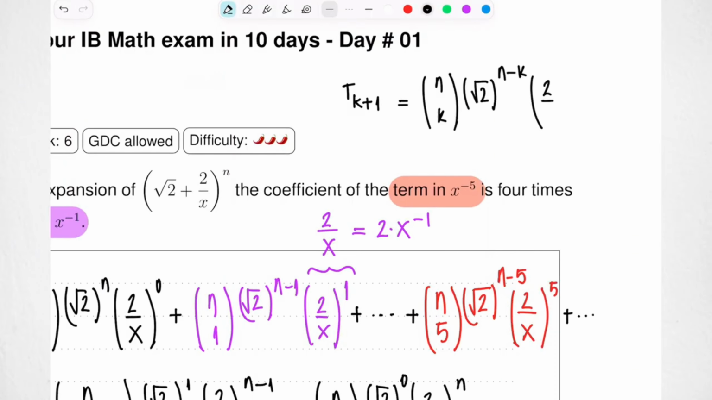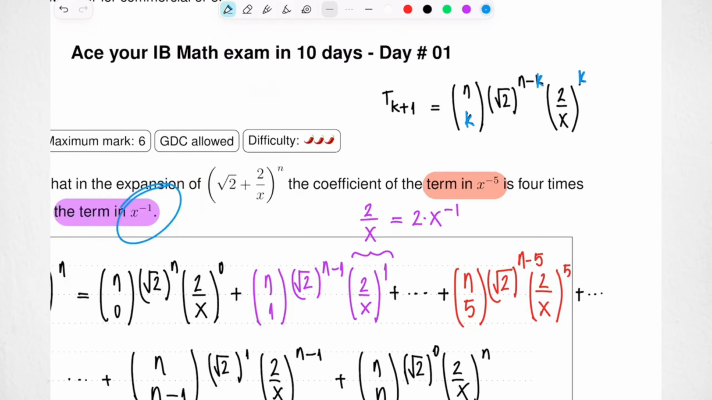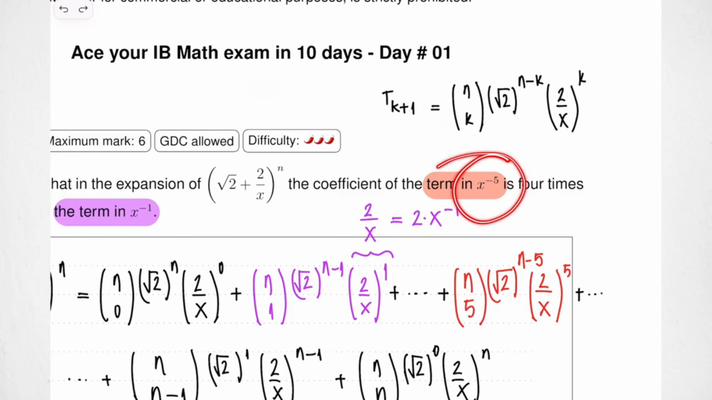If you were to use it, which by the way is this one, you would still need to ask yourself what k value will produce an x to the negative 1, which means 1 over here. So you would still find the same thing. And also ask yourself which k over here would produce an x to the negative 5, which means a 5 over here, which will produce a 2 to the 5th over x to the 5th, which is 32 x to the negative 5. So again, we would get to the same place. Now continuing with the exercise.